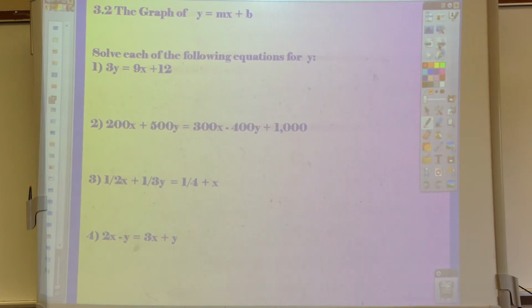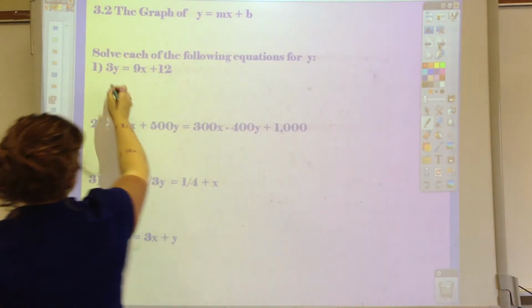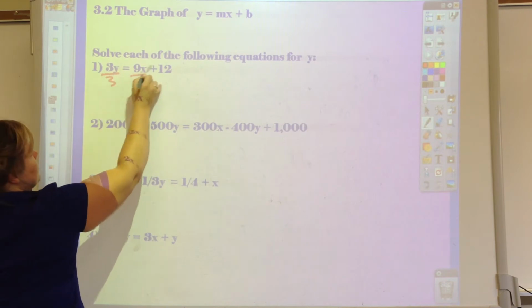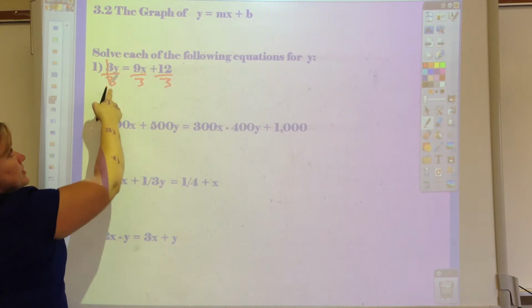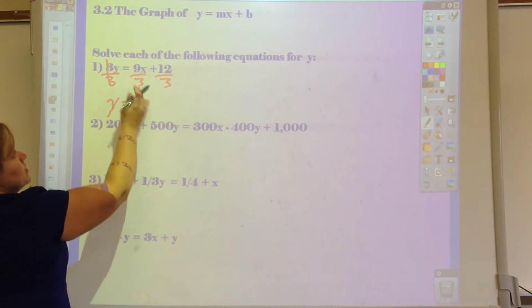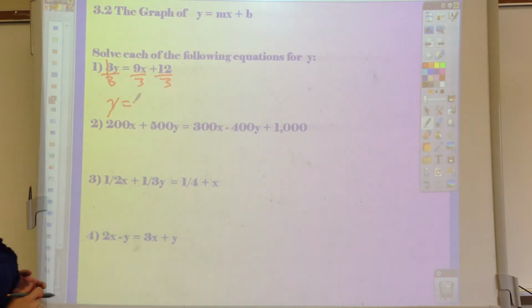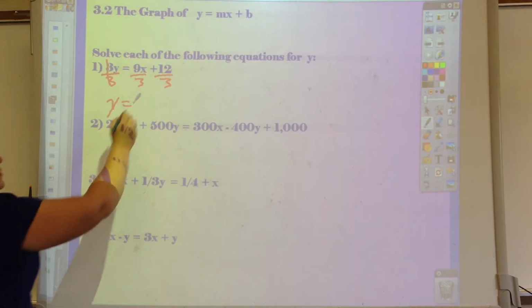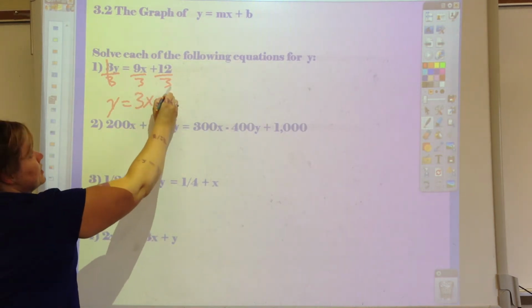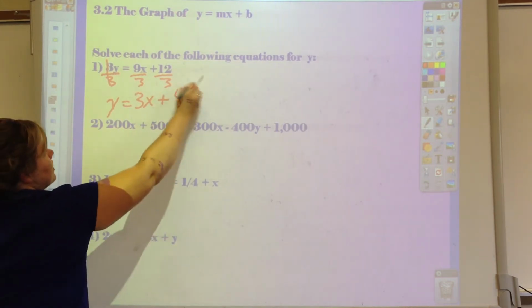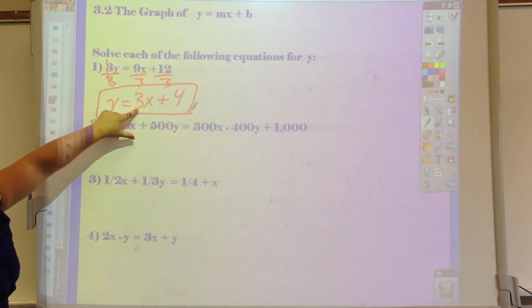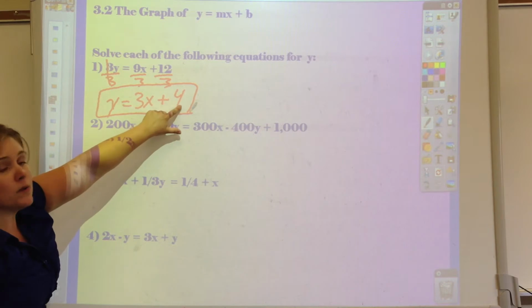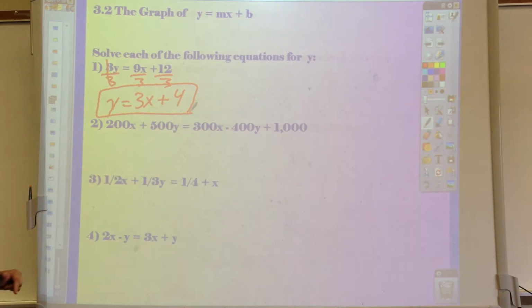For this number 1, hopefully you'll agree with me that y is being multiplied by 3. That means I need to divide y by 3 on this side, and thus divide everything else on the other side by 3. 9 divided by 3 gives me 3x plus 4. In this case, my slope, or my m value, is 3, and my y-intercept, or my b value, is 4.